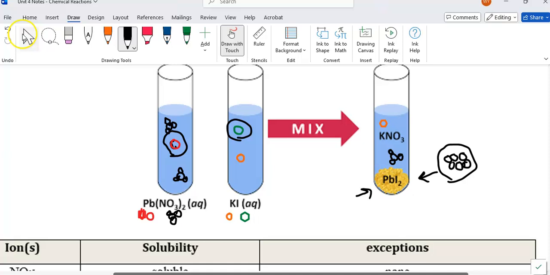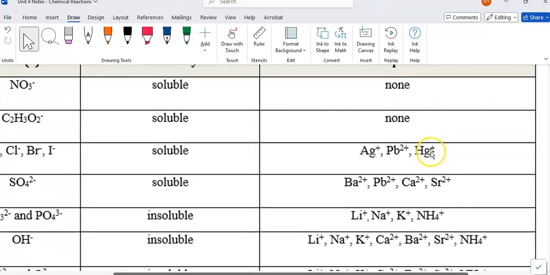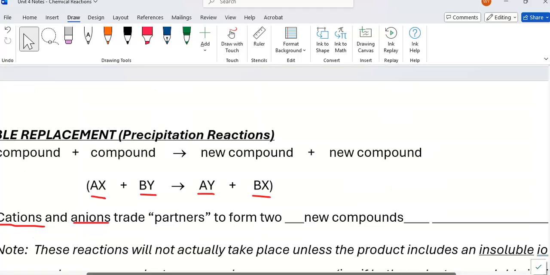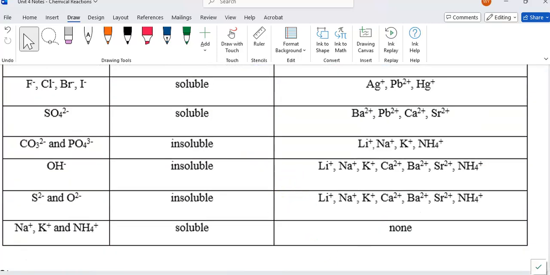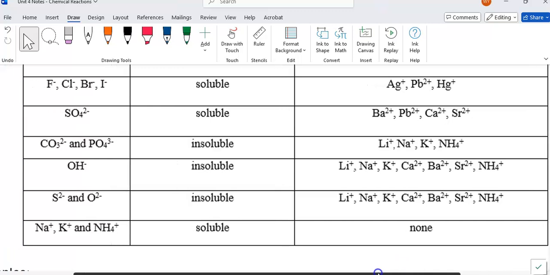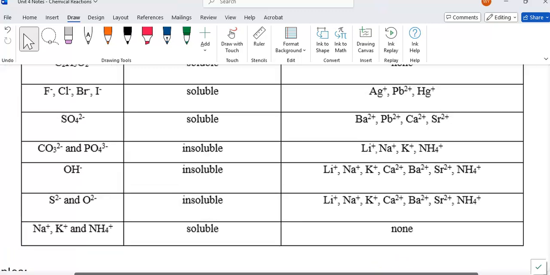So how could we have possibly known without doing the reaction firsthand, how could we have predicted that this would have happened? In other words, how did we know that the PbI2 was going to come together and clump up and be insoluble like this and form a precipitate? Well, that's where our solubility chart comes in. And so you don't have to memorize this. You'll always be given this, but it's a chart of solubility rules for ions.